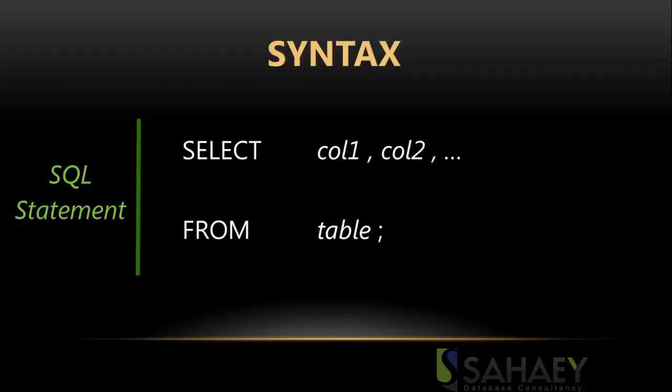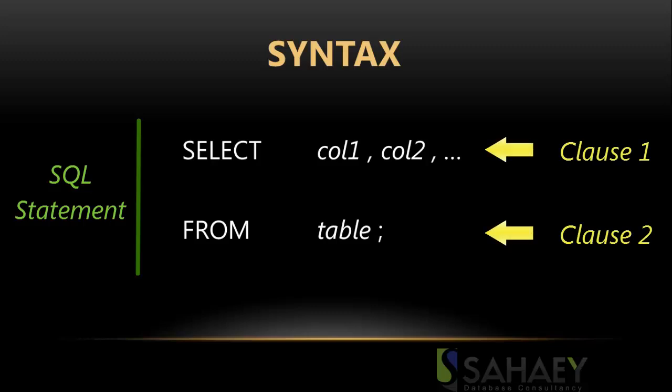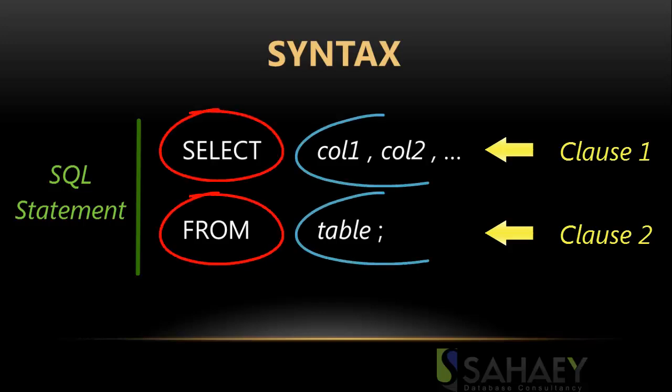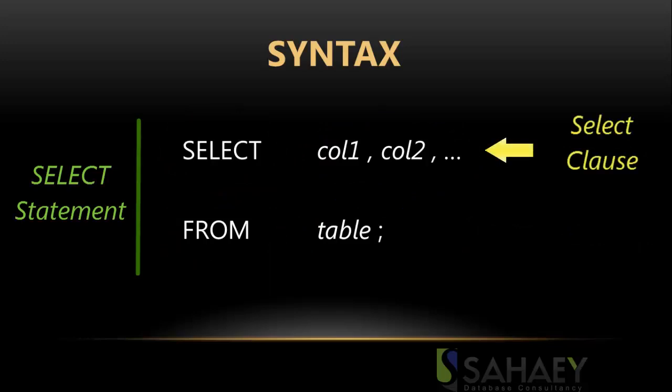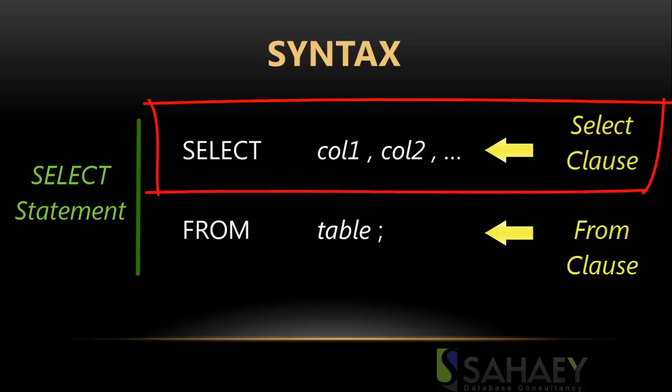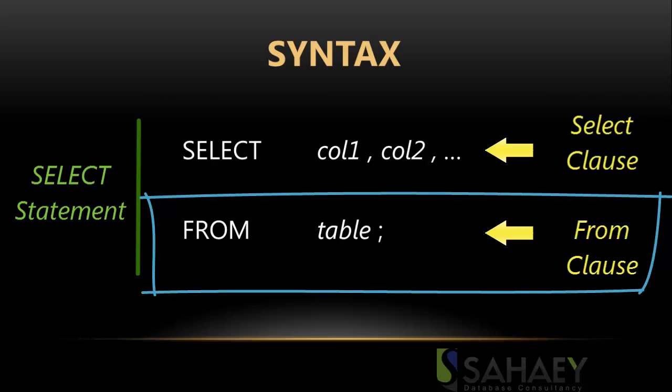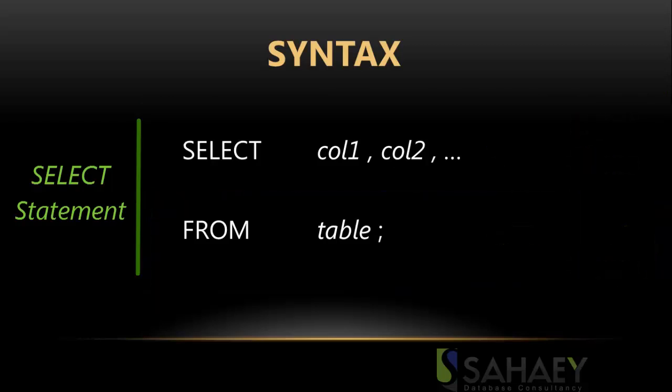Like English sentences, SQL statements are divided into clauses. Each clause performs a specific function in the SQL statement and consists of an operator and the relevant input values. The select statement in its simplest form is a combination of 2 clauses, the select clause and the from clause. The select clause specifies the columns to be retrieved and the from clause specifies the table containing those columns. All SQL statements must terminate with a semicolon to signal the end of the statement and submit it for execution to the database engine.